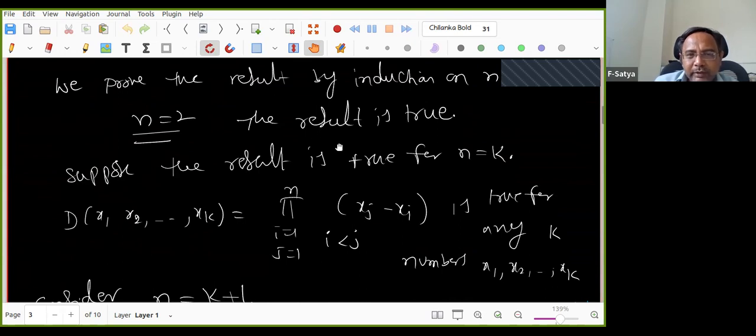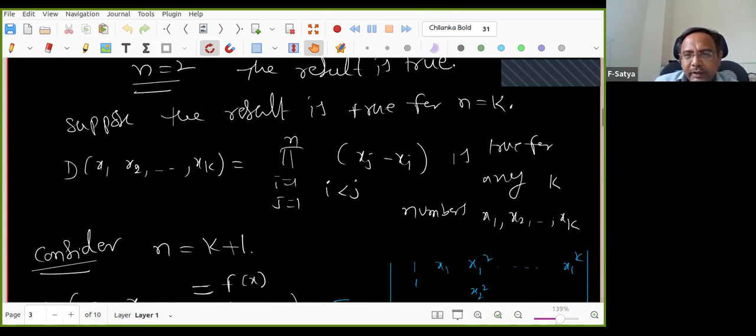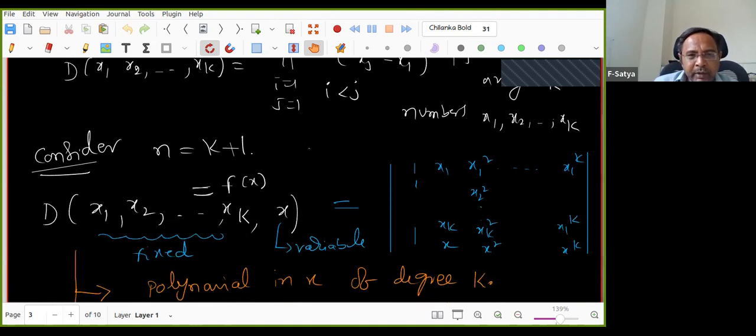For n equal to 2, the result is true. Suppose the result is true for n equal to k. That is, for any k values, D of x1, x2, xk is equal to this part. It is true for any k and any k numbers x1, x2, xk. Now consider n equal to k plus 1.